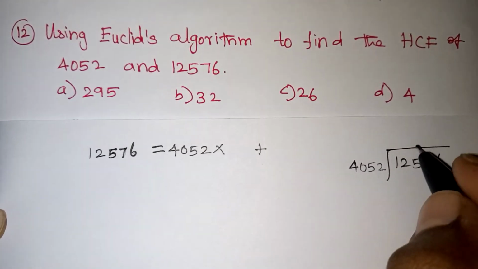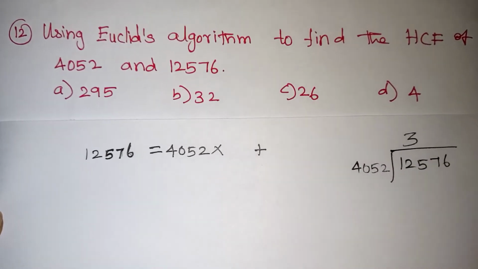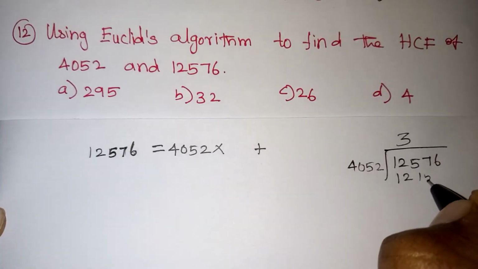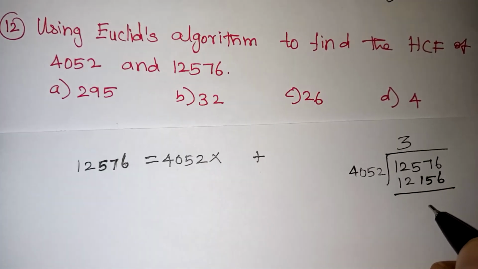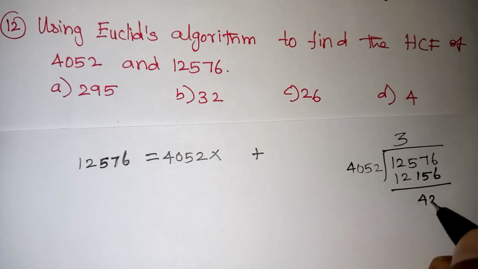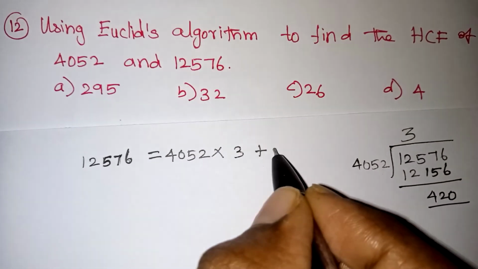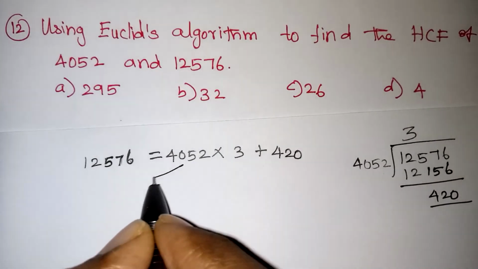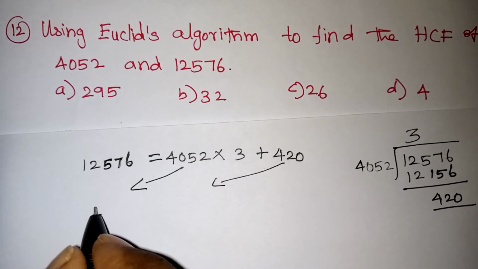Now this will come 3 times. 4052 times 3 is 12,156, and during subtraction we are getting 420. Now that should be written here. The quotient is 3 and the remainder is 420. Here the remainder is not 0, so again we have to continue the process by taking this divisor as the dividend now.